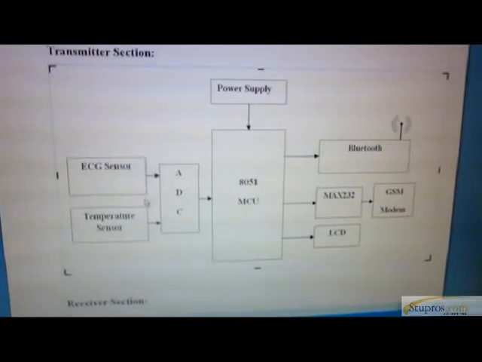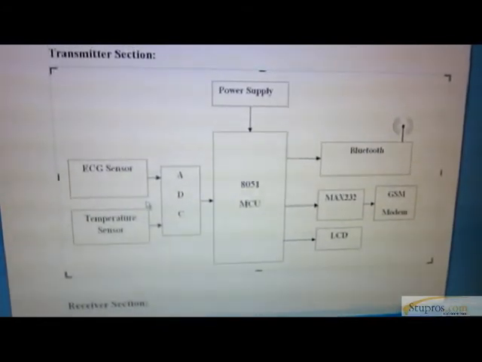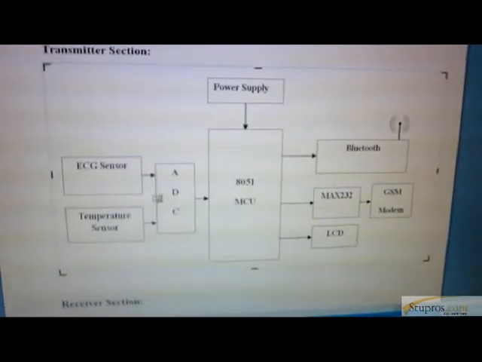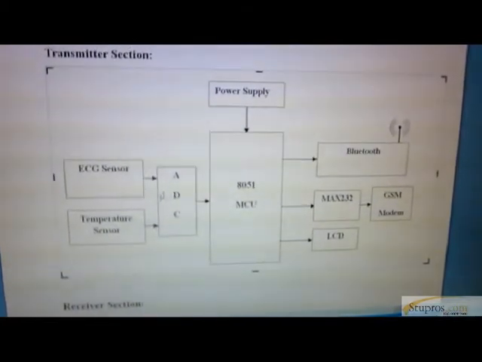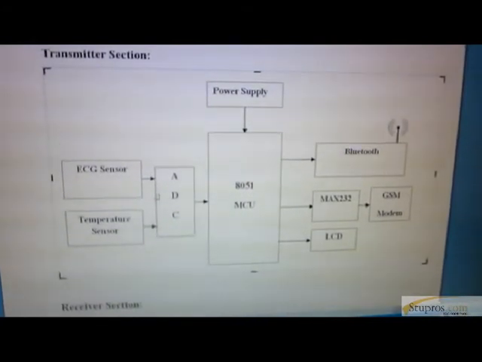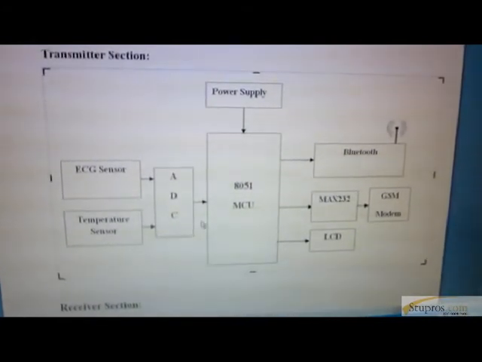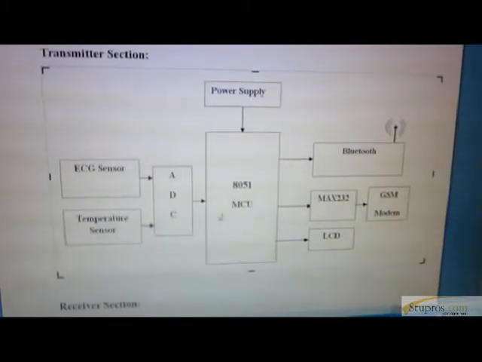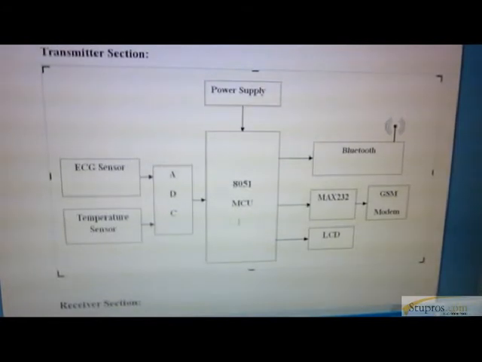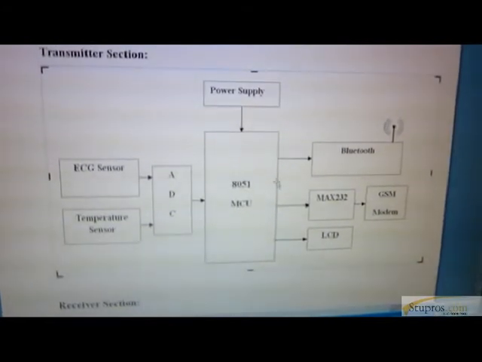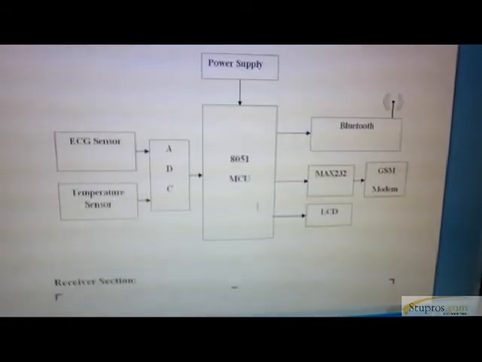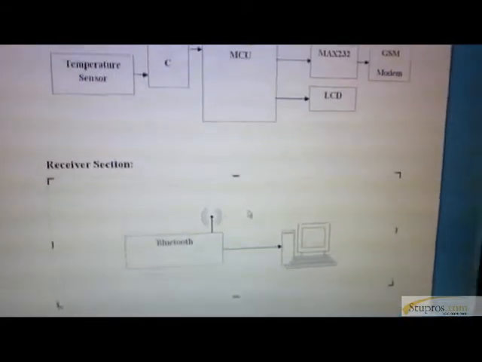The patient's ECG level and temperature are monitored using the corresponding sensors and given to the ADC circuit. Using the ADC circuit, we can convert the analog value into digital format and feed it to the 8051 microcontroller. This microcontroller analyzes those values, ECG values and temperature values, and sends the data using Bluetooth to the remote monitoring section. The receiver end receives the data and uploads it to the PC.